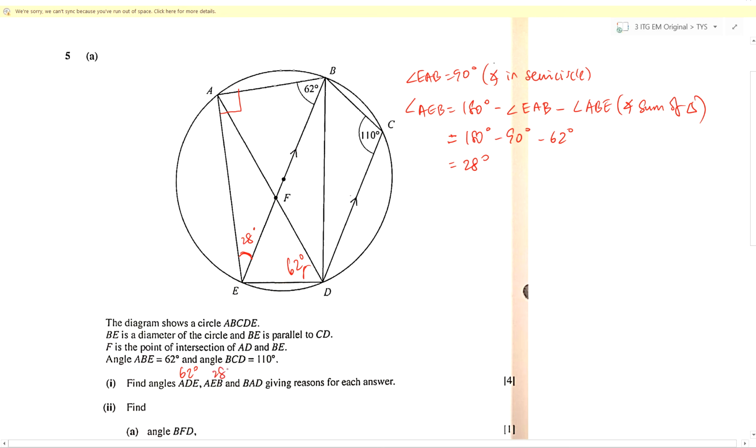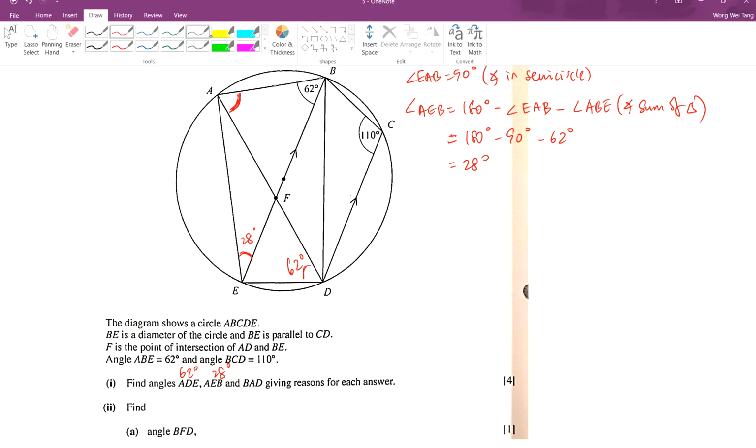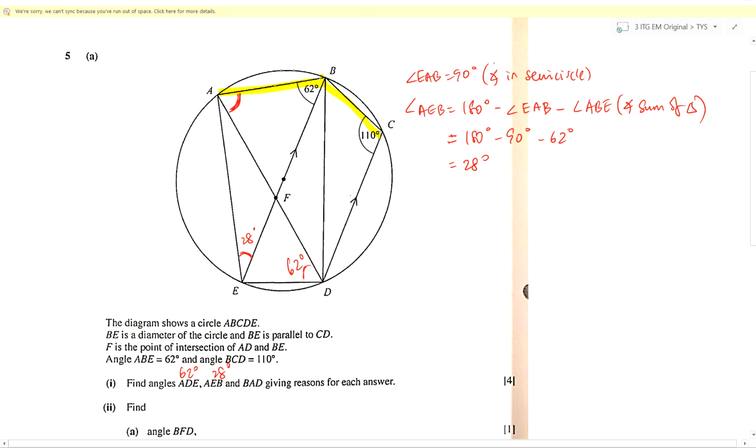Finally, BAD. This is the last required angle. Always look out for quadrilaterals inside a circle. Besides this shape, you also have to look out for the butterfly shape. That will be our angles in same segment. So in quadrilaterals, which is commonly missed out unfortunately, we can compare the opposite angles because they add up to be 180 degrees. These are known as angles in opposite segments.